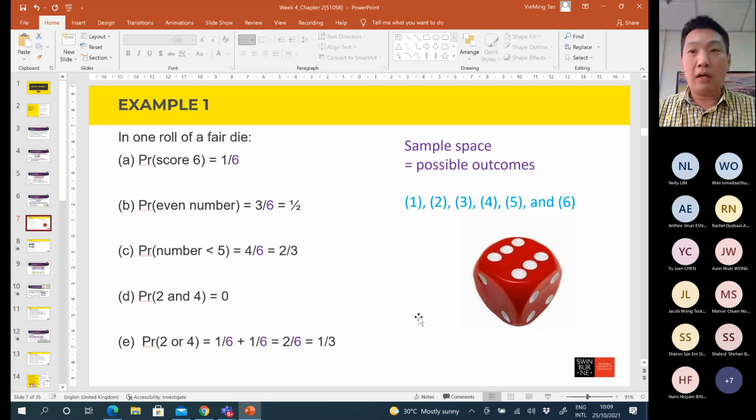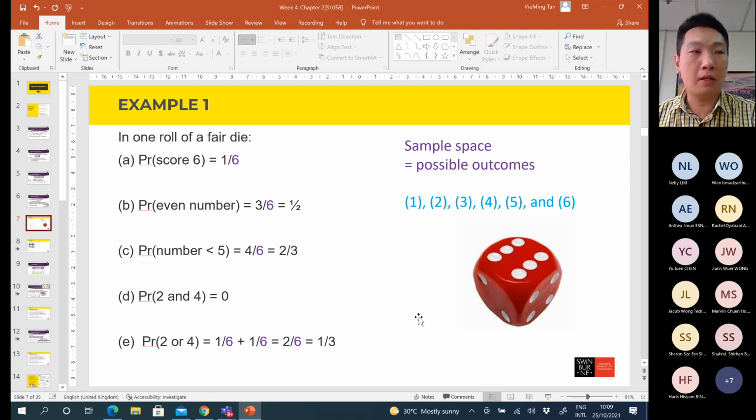Let me check whether I have a fair die with me. Yes, I have a fair die here. This is a fair die. Why? Because the chance to get score 1, 2, 3, 4, 5 or 6 will be the same. The chance to get any one score will be 1/6. So how do we get this value?